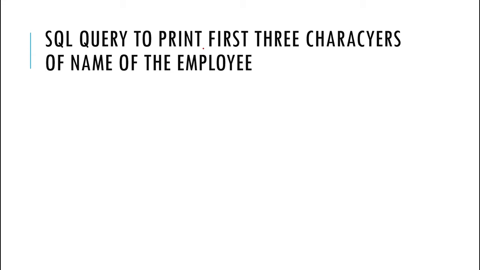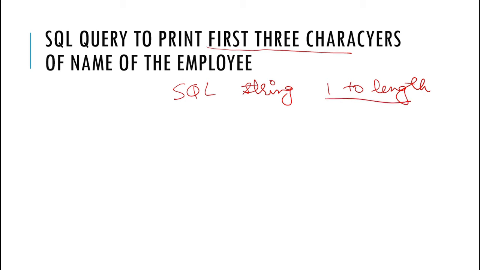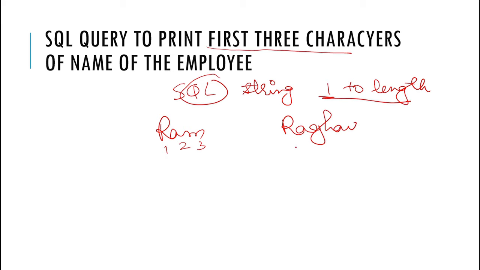Now the query is to print the first three characters of the name. In SQL, when there is a string, it starts from 1 to the length of the string. We know that in general cases it starts from 0, but in SQL the string starts from 1. So if the name is Ram, it is 1 2 3. If the name is Raghav, then it is 1 2 3 4 5 6, and so on. So the string starts with 1.